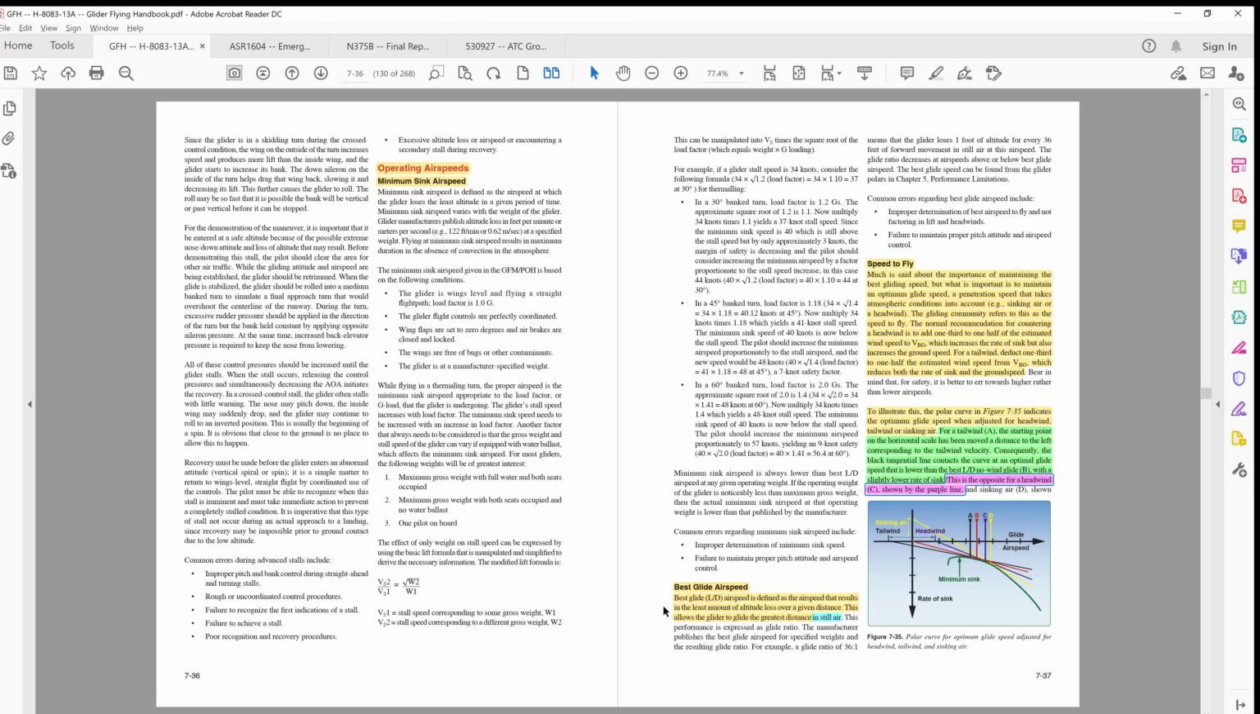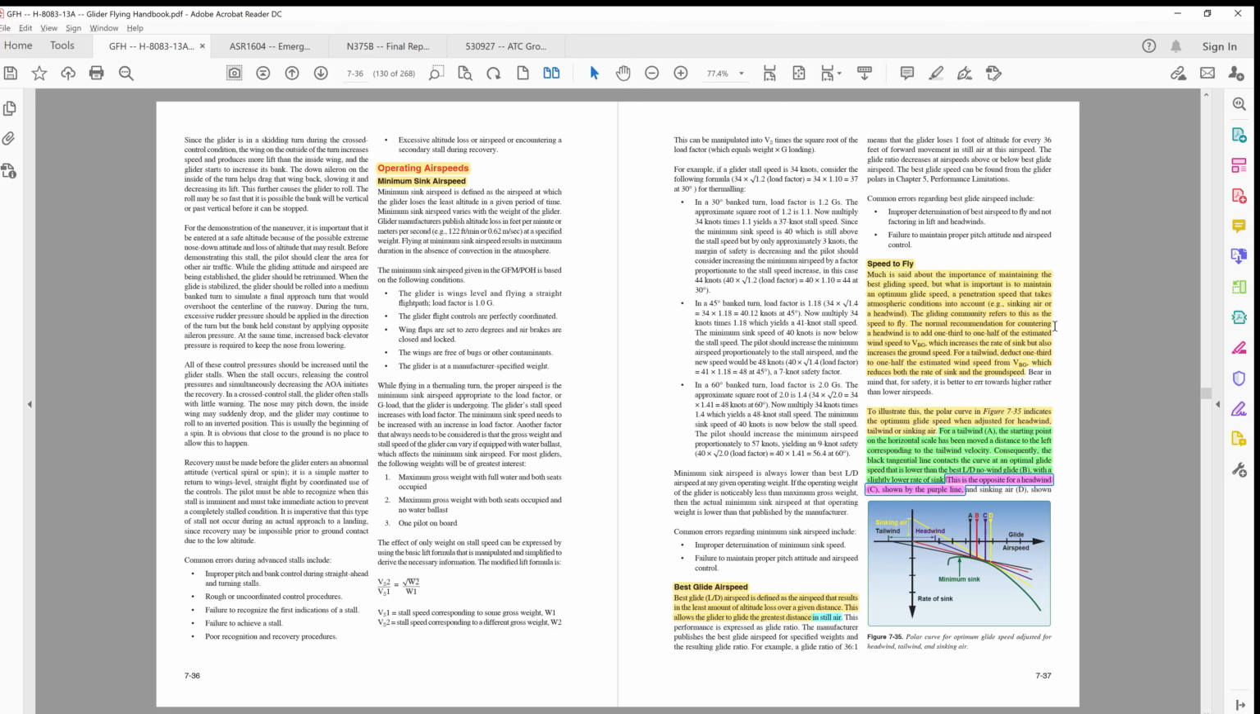The best glide speed is defined as the airspeed that results in the least amount of altitude loss over a given distance. Alternatively, you can think of it as the greatest distance for a given amount of altitude loss. And this allows the glider to glide the greatest distance in still air. Well, good luck doing that in the Memphis or Nashville area right now, okay?